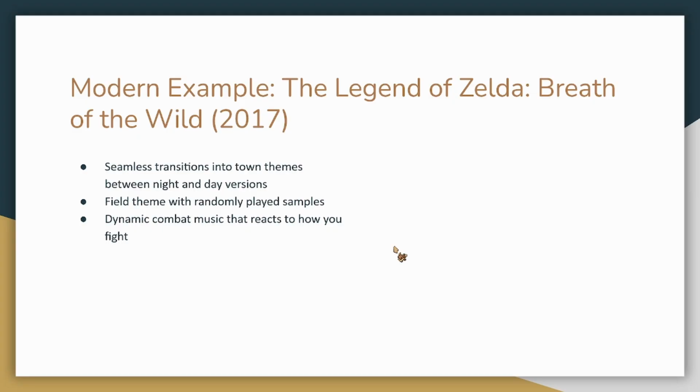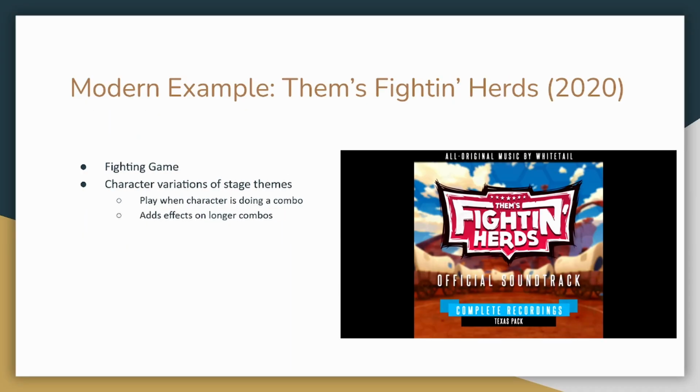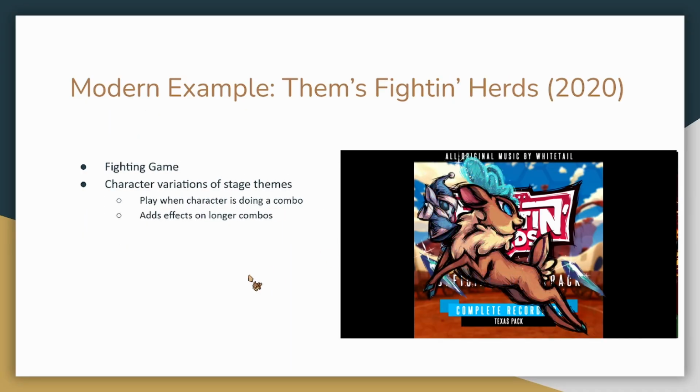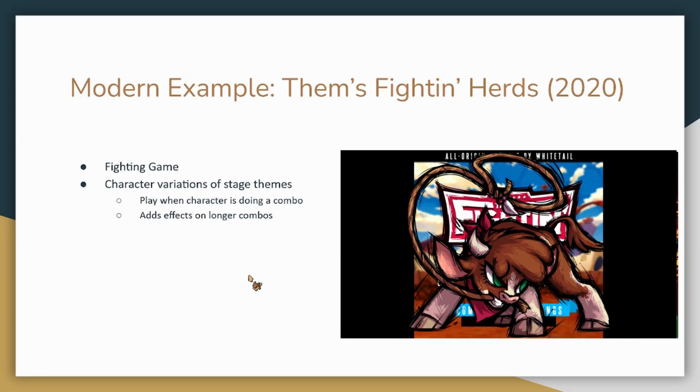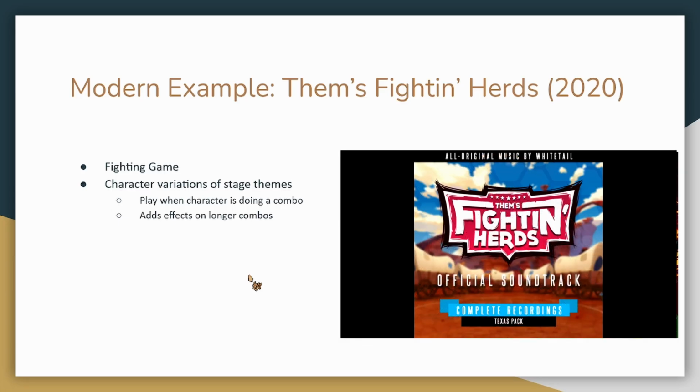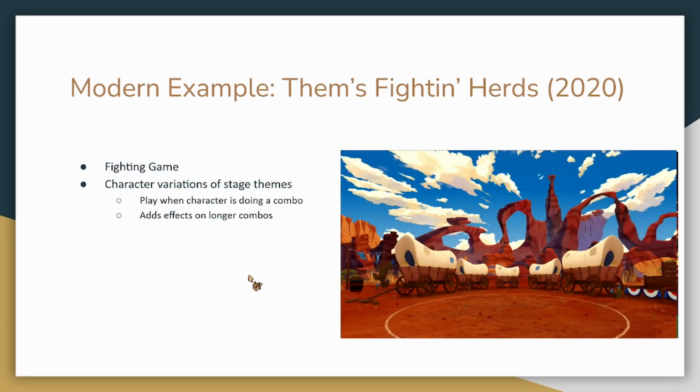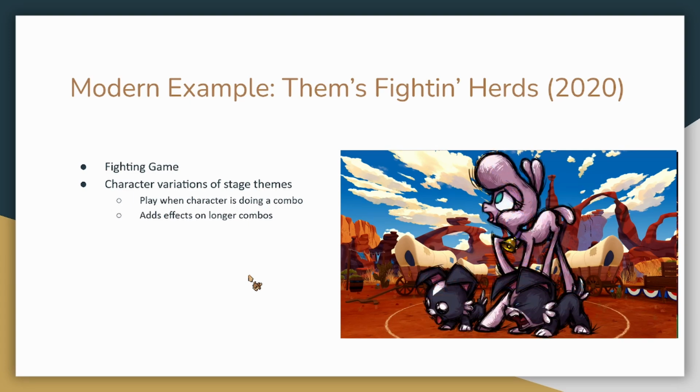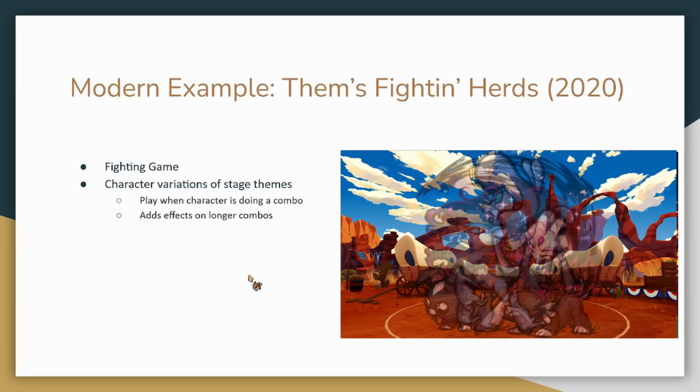And then for another example, to wrap this whole thing up, we gotta talk about herds. Come on, we gotta talk about herds. I love Them's Fightin' Herds. So Them's Fightin' Herds, it's a fighting game based on ungulates, basically animals with hooves. And one of the selling points, to the point where the hype buildup for it included this, is that it had a dynamic music system for its stages.